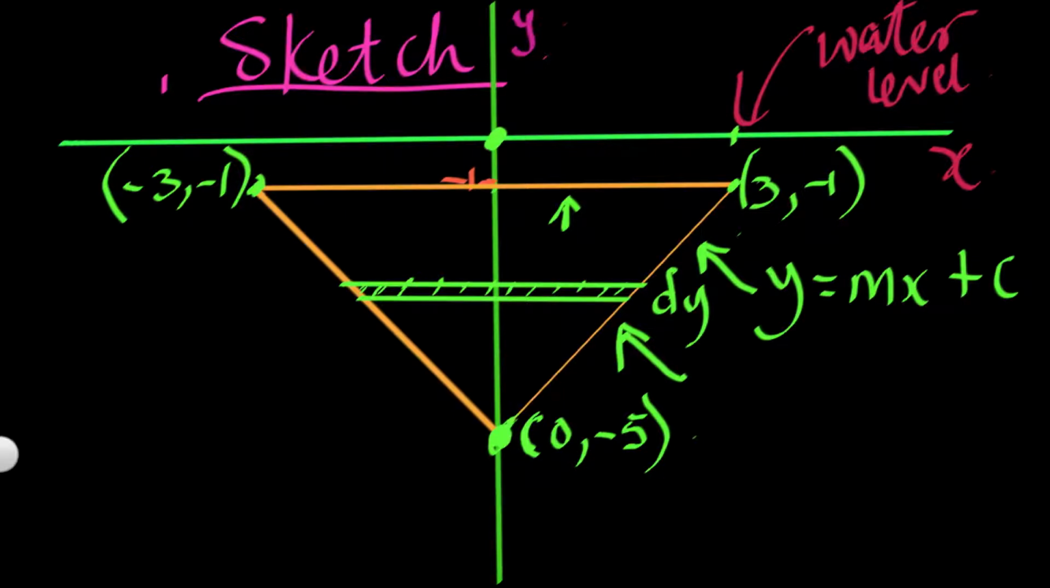We also have C already. From here, we know C. C is the y-intercept, the point where the curve is cutting the y-axis. It is -5. So we don't have to calculate our C. We are given the C. It's here on the graph. All we need is to find M. Then the whole question will be done, by the way, because the equation of a straight line is simply y equals mx plus c. M is the gradient. So let's find M.